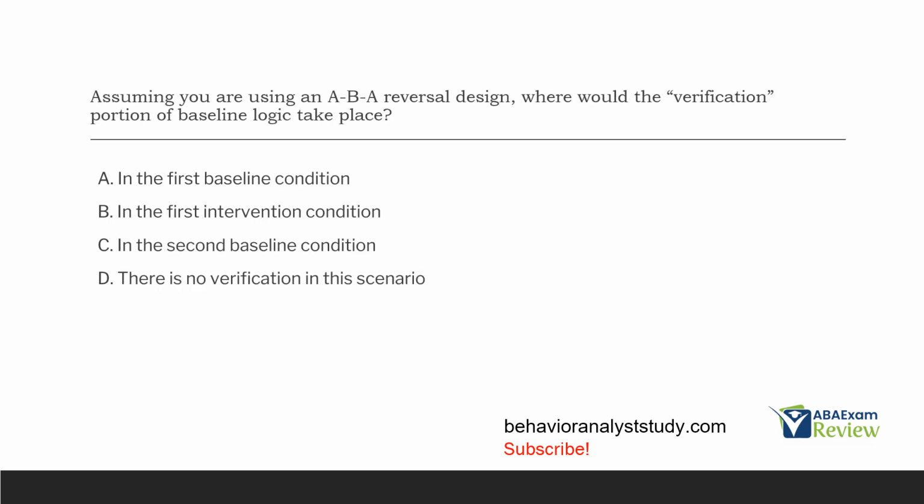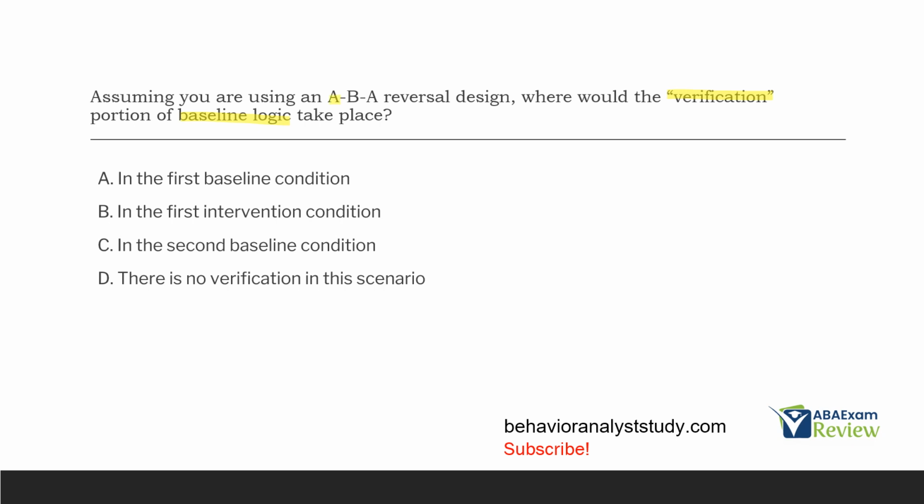Assuming you are using an ABA reversal design, where would the verification portion of baseline logic take place? So we're asking about verification in baseline logic. And in baseline logic, we're concerned with prediction, verification, and replication. Prediction says our baseline will continue to look the same if we weren't to intervene. Verification verifies our prediction of baseline. And replication reproduces our intervention. So if we're looking for verification in baseline logic, we're trying to verify our prediction of baseline.